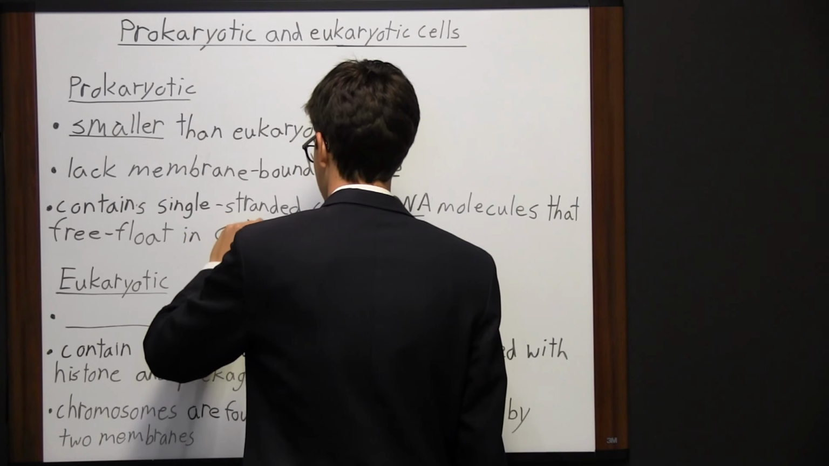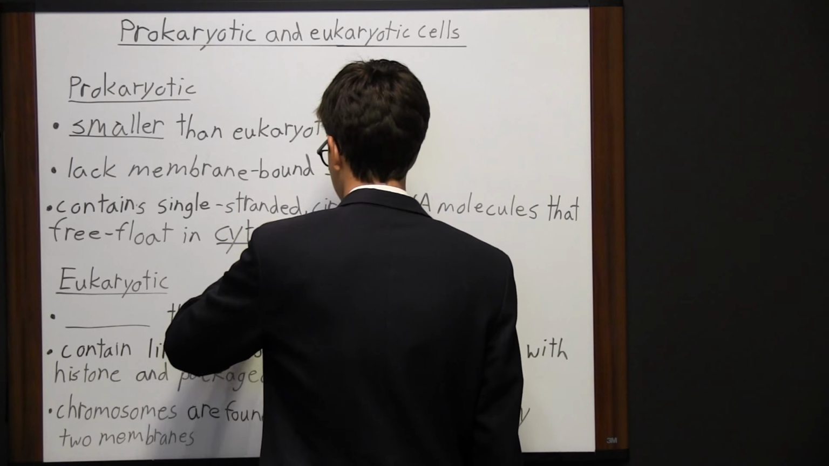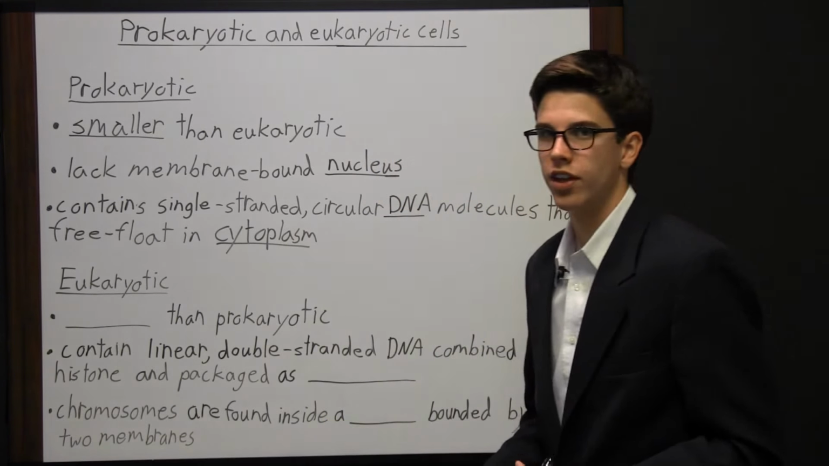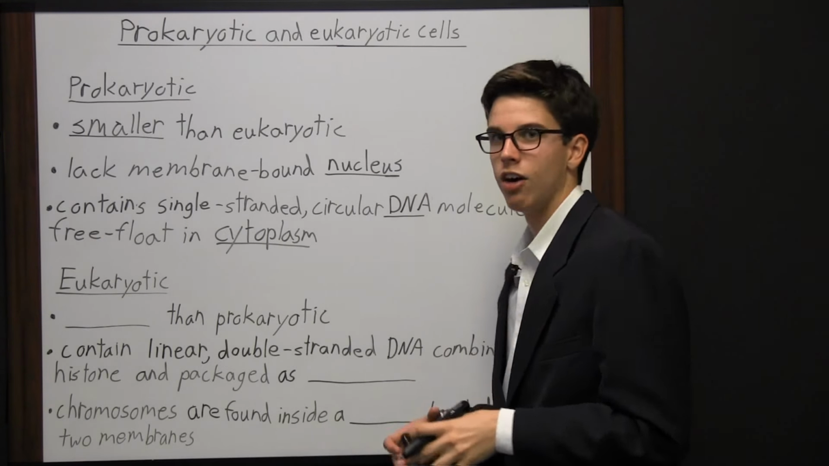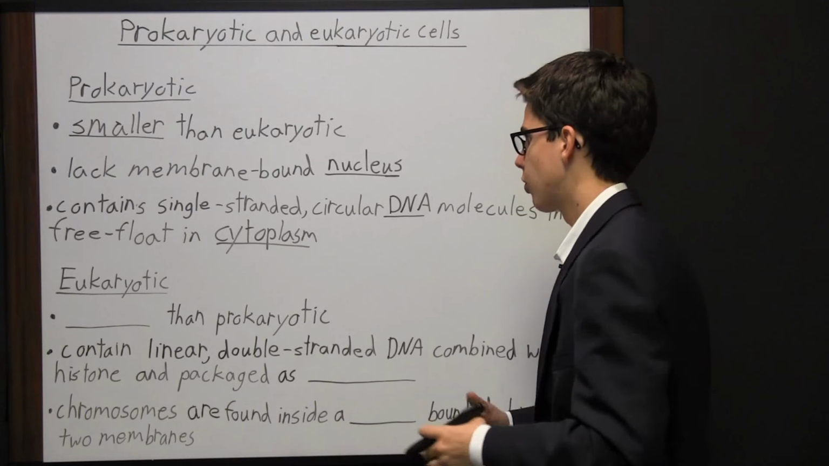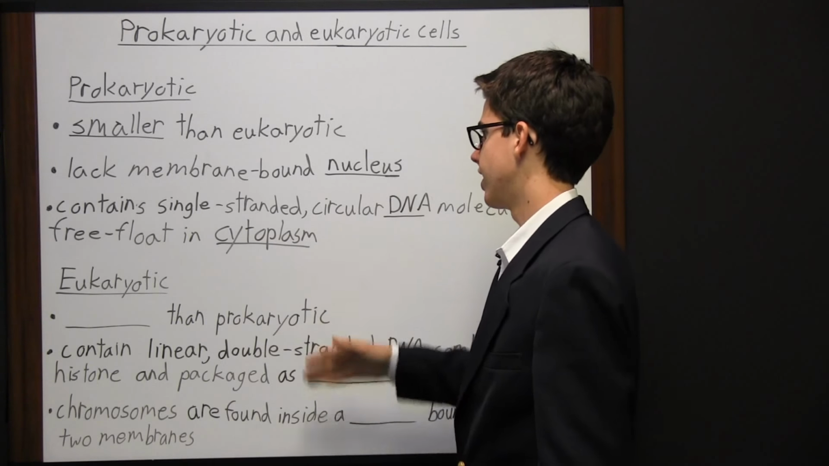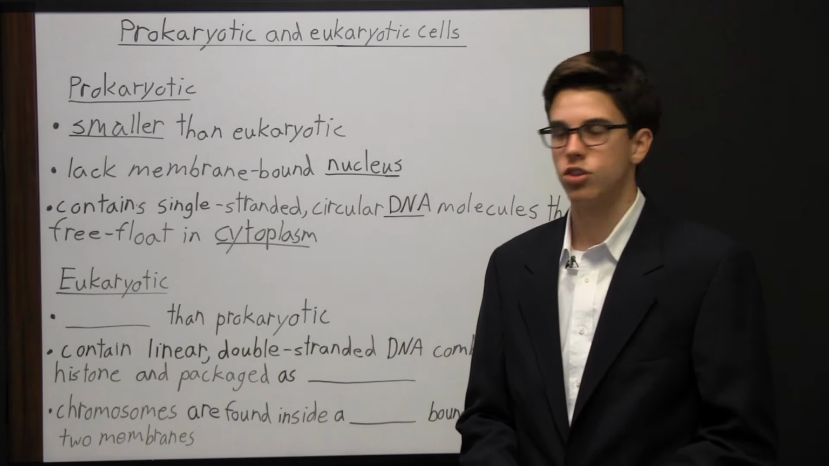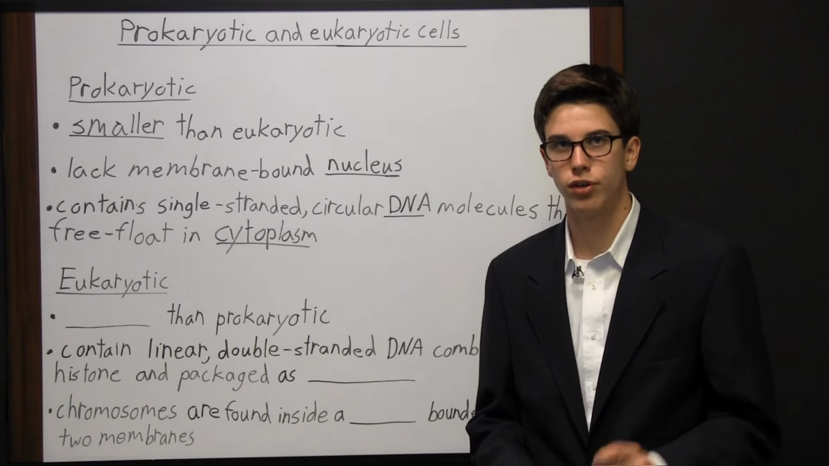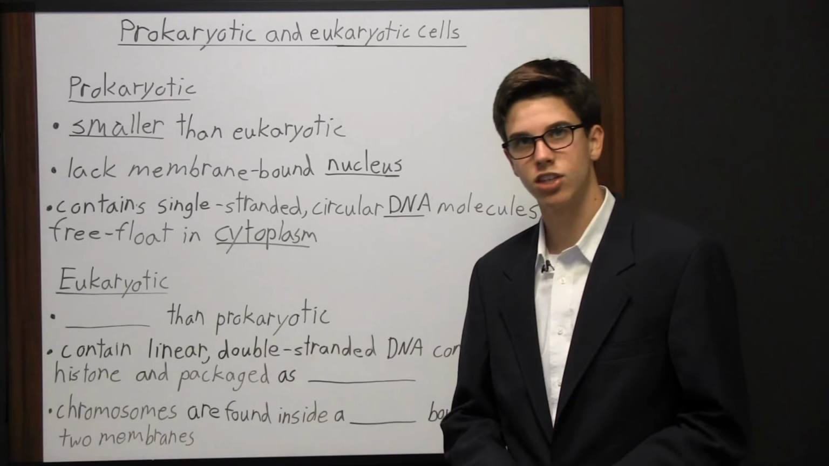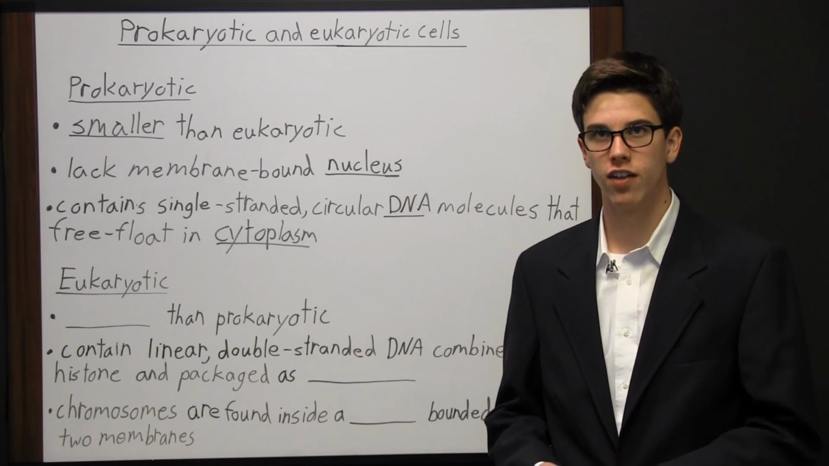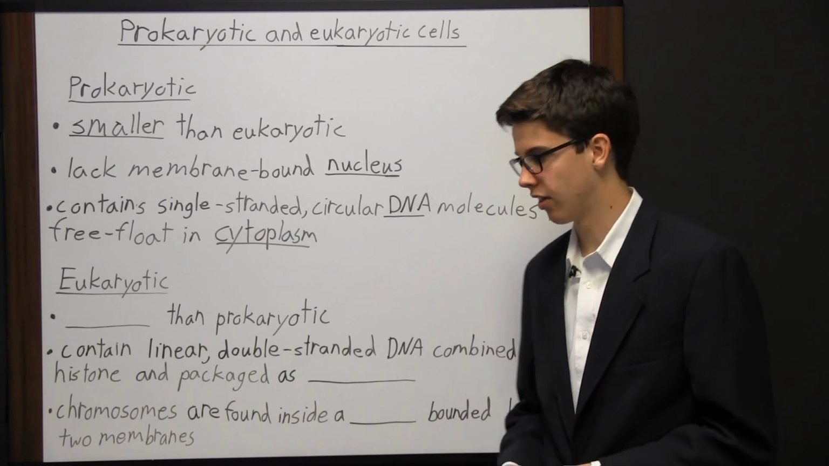because cytoplasm is kind of the fluid in a cell that all the other organelles in the cell float around in. So the DNA molecules free float in cytoplasm. So some different organelles that are in prokaryotic cells are ribosomes, centrioles, often one or more flagella, and cytoskeleton elements.